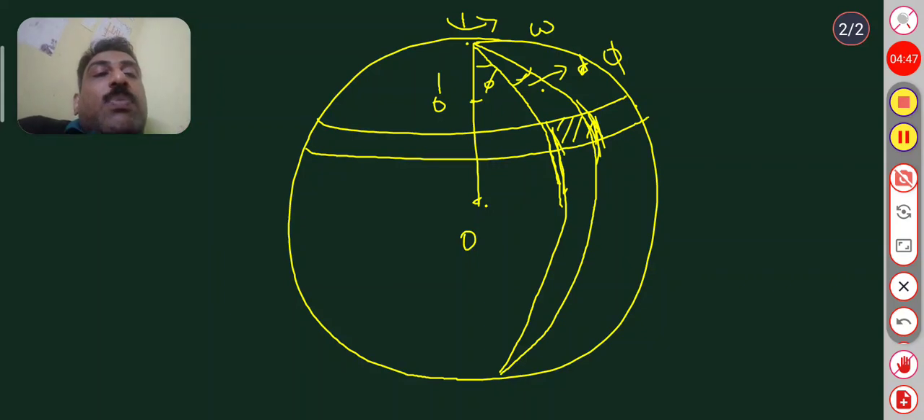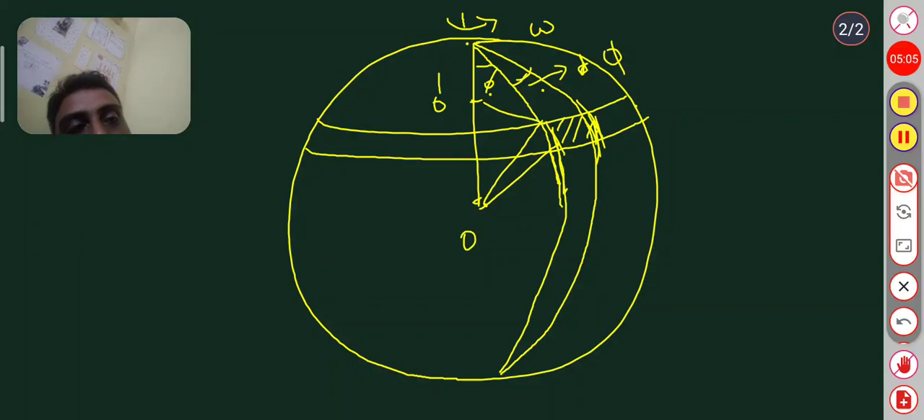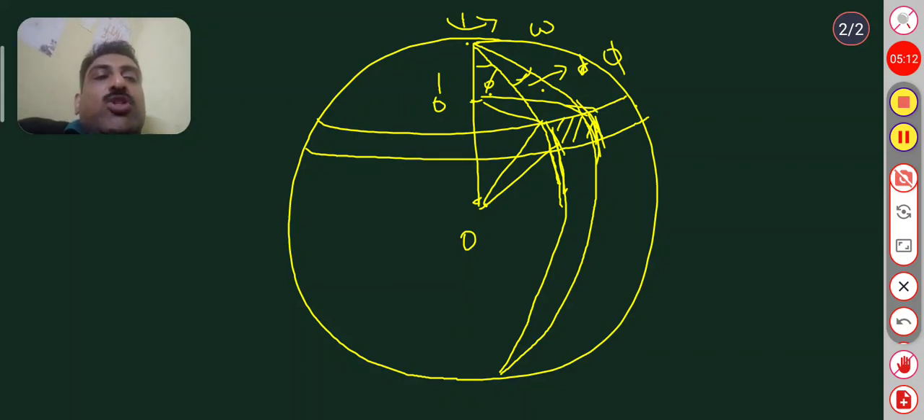Now I'm going to join from the center of the sphere to this element, and also from this point O dash, which is the center of the ring, I'm going to join to the element. Since this is d phi, this angle is also d phi.